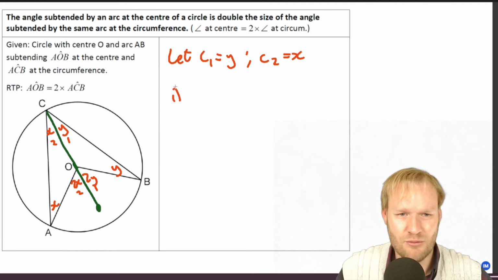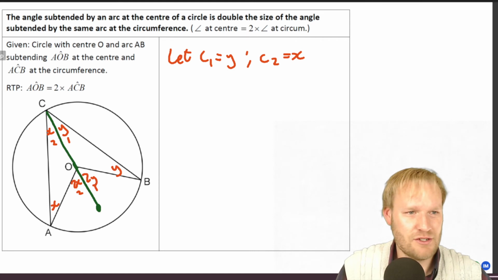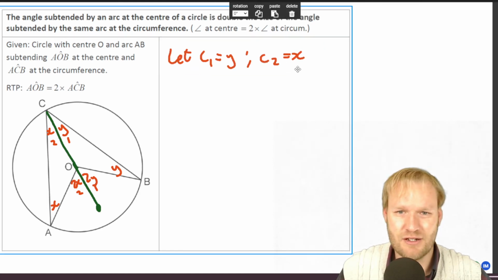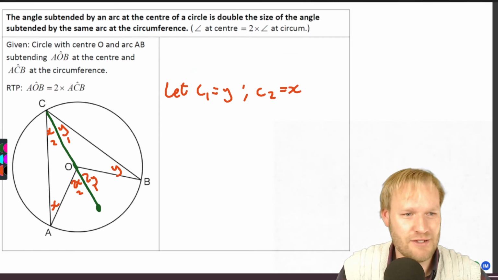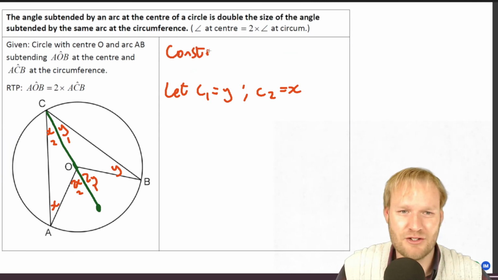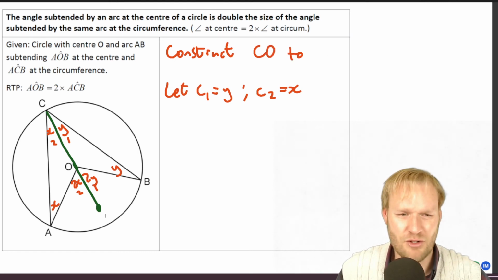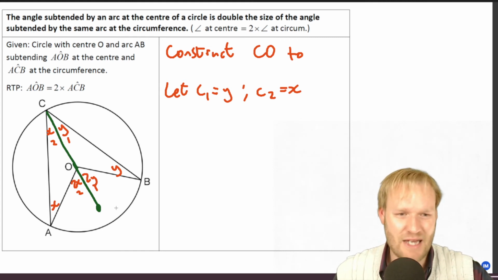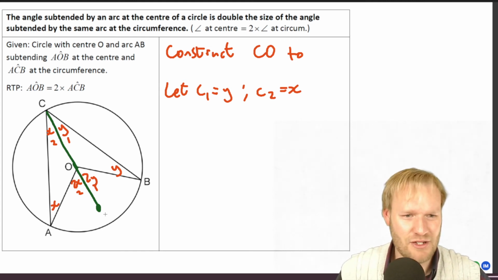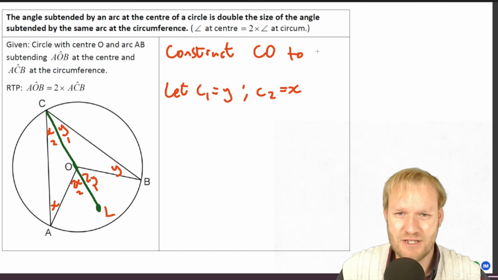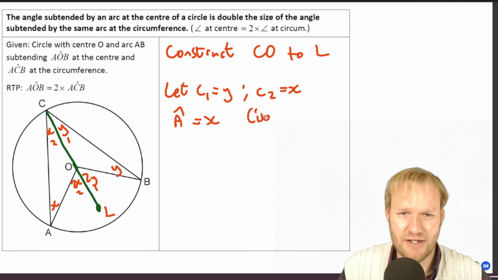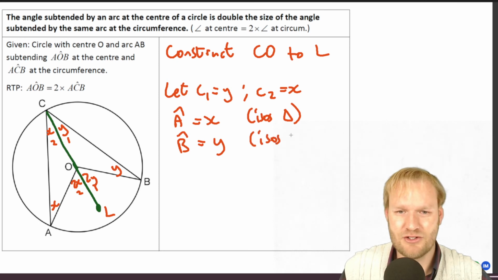Before that, we should have talked about constructing that line. First of all, what we did was construct this line, CO, to whatever you want to call this point here. It can't be A or B, so let's call this L. So CO to L. Let C1 equal y and C2 be x. Therefore, A must be x because of that isosceles triangle we've created. B must be y because of that isosceles triangle.